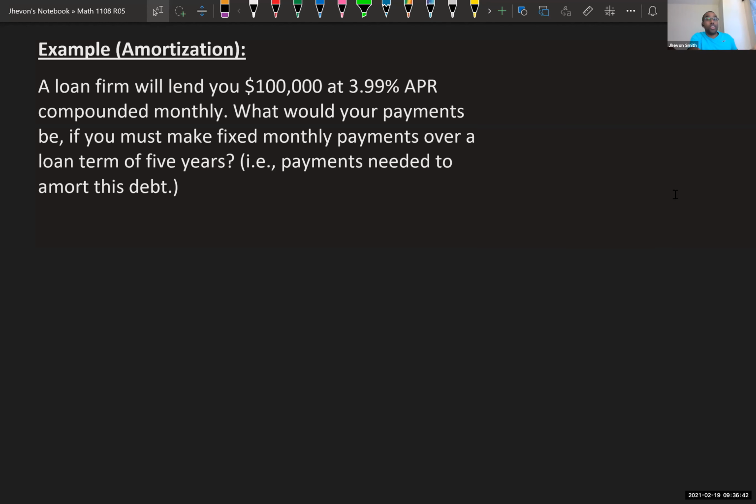Your friends won't help you out. So you're like, okay, fine. I have to go to a financial institution. You say, can you lend me $100,000? And they're like, sure, I'll lend you $100,000 at 3.99% APR compounded monthly. What would your monthly payment be to pay that off in 5 years? How much will it cost you per month to borrow $100,000 is the question. Okay, so we are going to get into that. We're going to figure that out with the amortization formula.